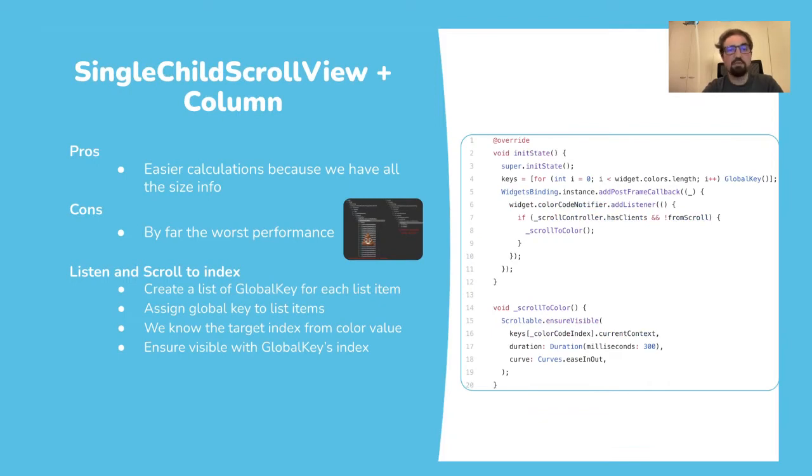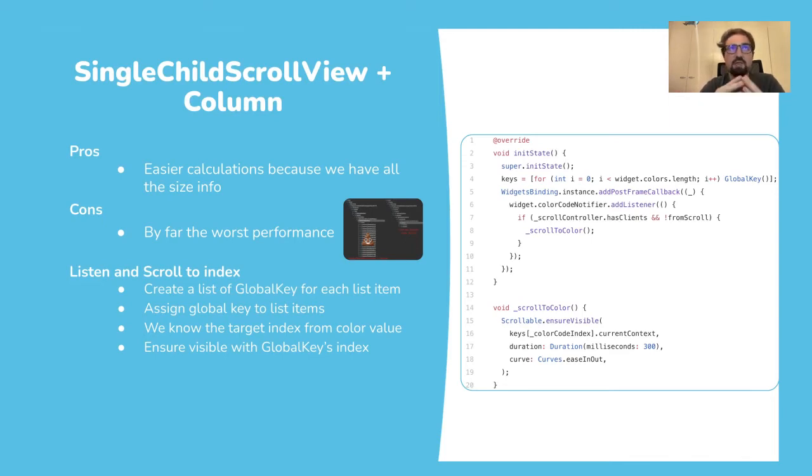The third scroll view widget used in this demo app is single child scroll view with a column. In this case, all the list items are built at once. It's not lazy building. So we can do all the calculations easily because we have the size information of all the items after the first frame, after they are laid out. But the bad thing, as it is obvious, is the performance, because we build all the items no matter whether they are visible in the viewport or not.